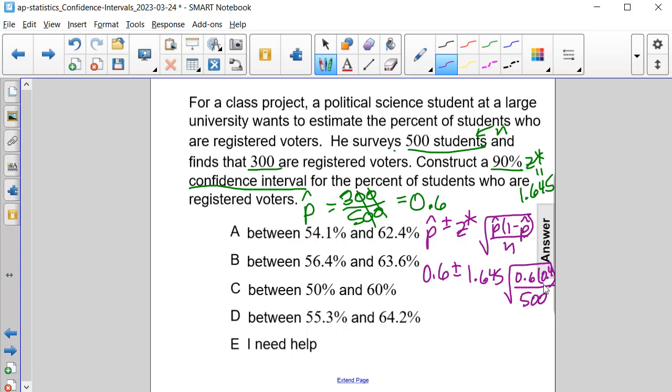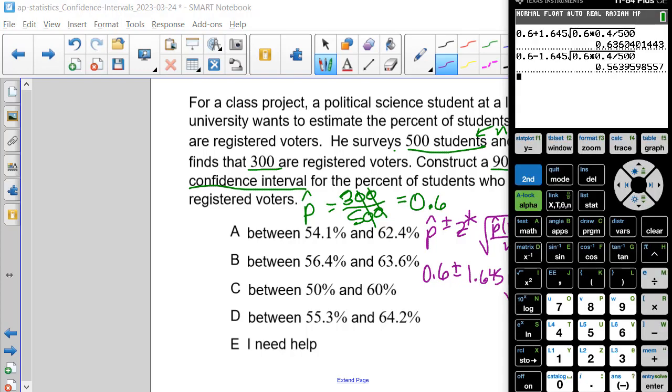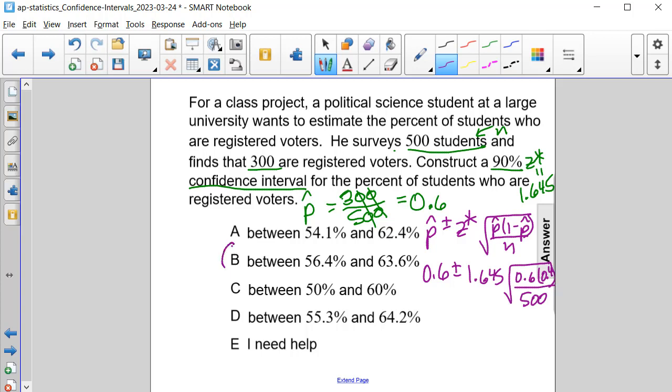And now if we substitute these values into a calculator and evaluate, we find that we're between 564 thousandths and 636 thousandths. But wait, these are in percentages. So to convert it to a percent, we move the decimal point over 2 spaces. So we want between 56.4% and 63.6%, which is answer choice B.